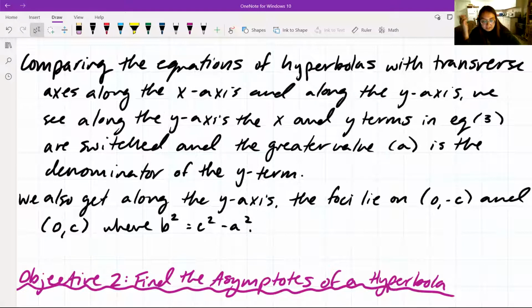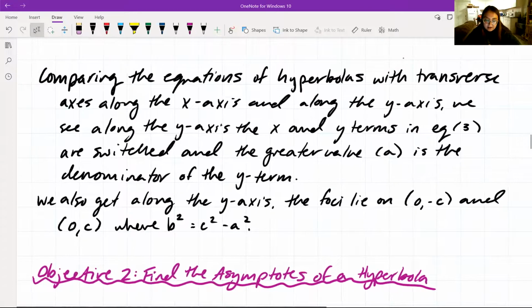Just restating, comparing the equations of hyperbolas with transverse axes along the x-axis and along the y-axis, we see that along the y-axis, the x and y terms in the equation are switched, and the greater value a is in the denominator of the y term. We also get, along the y-axis, foci at (0, -c) and (0, c), where b squared is equal to c squared minus a squared. So we see those slight differences there between our other equation with the transverse axis along the x-axis, and the differences with our ellipse equations.